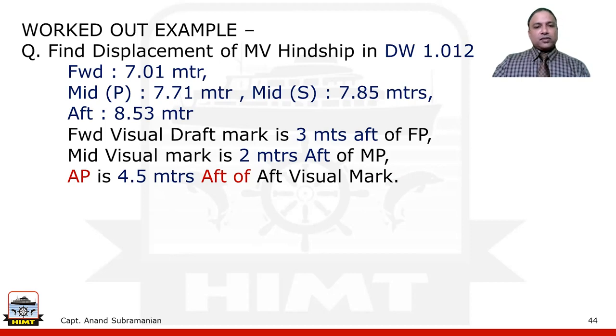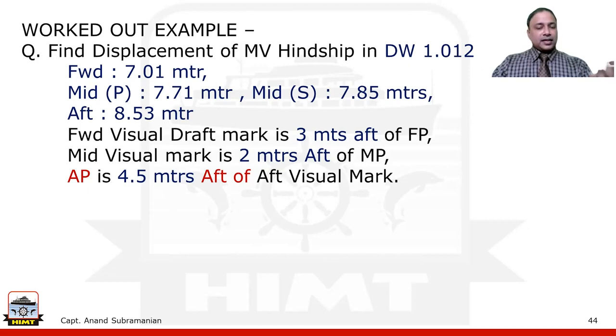In the numerical, the distances from the visual draft mark to the perpendiculars will always be given. So whatever value comes here, we have to take the value as it is. The forward visual draft mark is 3 meters after the forward perpendicular. That is, forward perpendicular is the forward of the ship, and this visual draft mark is 3 meters after. Midship visual draft is 2 meters after the midship perpendicular. That is also okay. But if you look at this last line over here, I'm giving the aft perpendicular with respect to the visual mark.